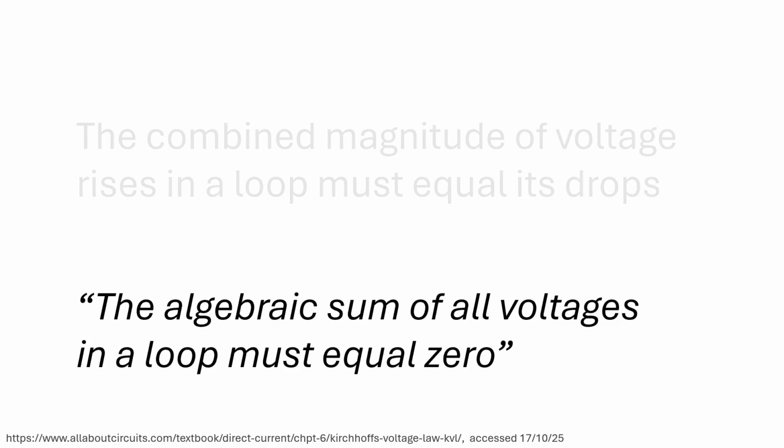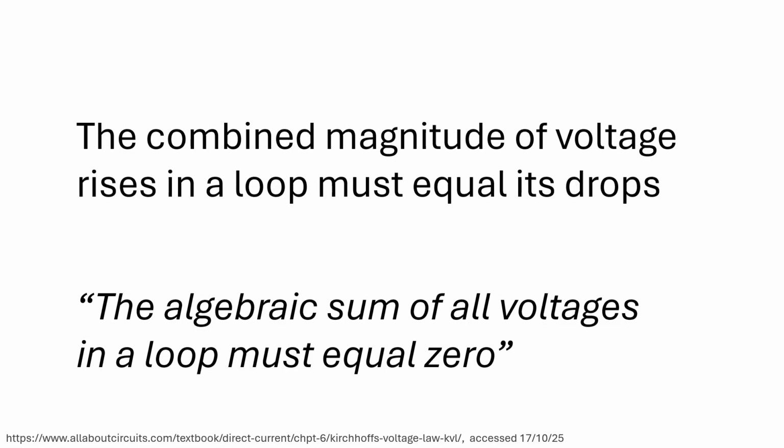In simpler terms, the combined magnitude of voltage rises across the loop must be equal to its drops.